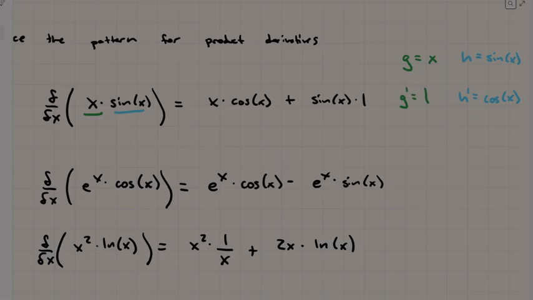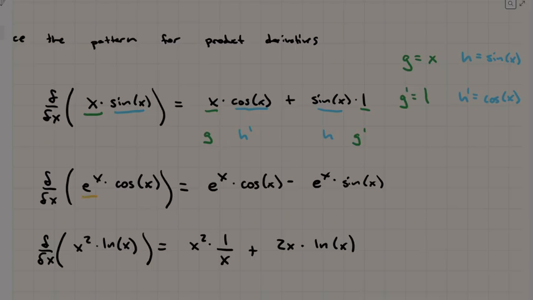And so notice then that the derivative of g times h is going to be g times h prime plus h times g prime. All right. And that'll hold up every time, right?